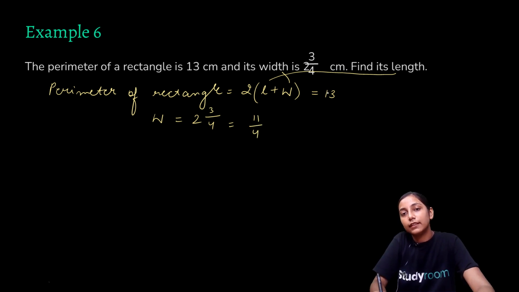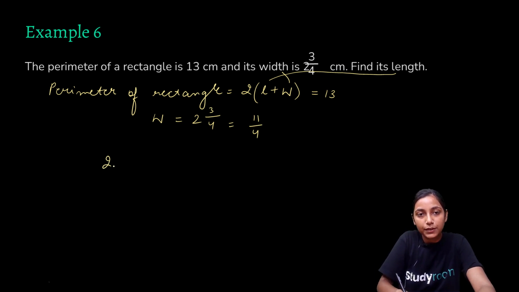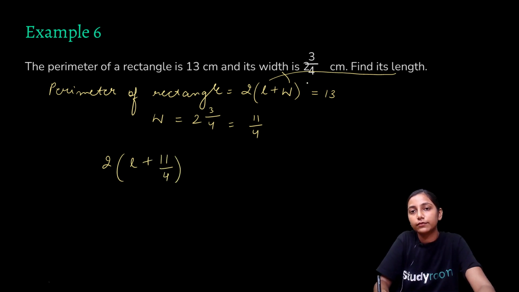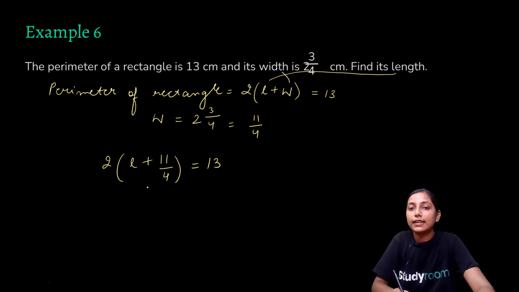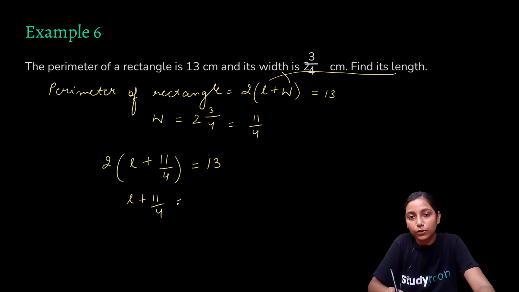The perimeter is 13. We need to find L, that is length. This will be 2L plus, put the value of W, 11 by 4, which is equal to the perimeter, that is 13. Now we are going to divide both sides by 2. It will be L plus 11 by 4 is equal to 13 by 2.